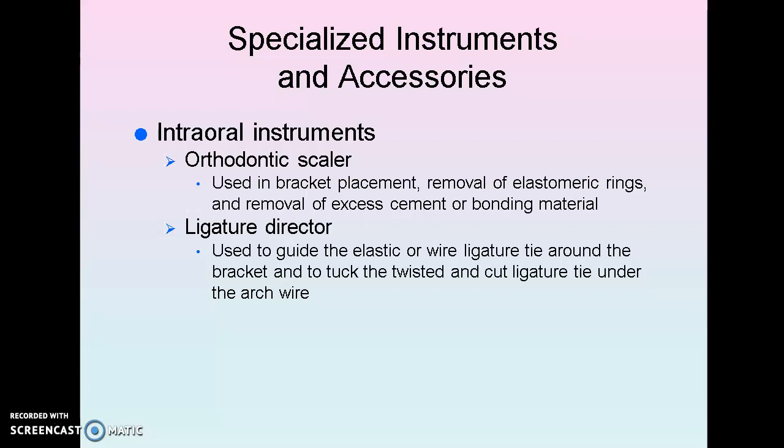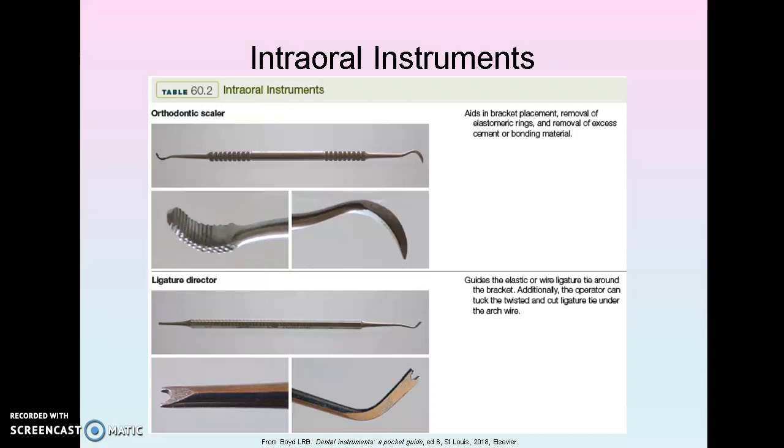The orthodontic scaler is used to place brackets, to also remove elastomeric rings, and remove excess cement or bonding material during the banding and bracketing procedure. A ligature director is used to guide the elastic or wire ligature tie around the bracket and to also tuck the twisted and cut ligature tie underneath the arch wire. Here are some pictures of these. All of these instruments are going to be in your Modern Dental Assisting book, so please take a closer look at these.